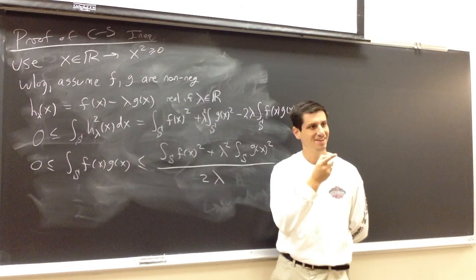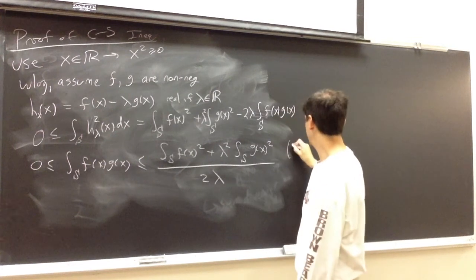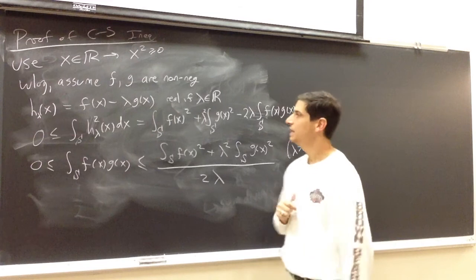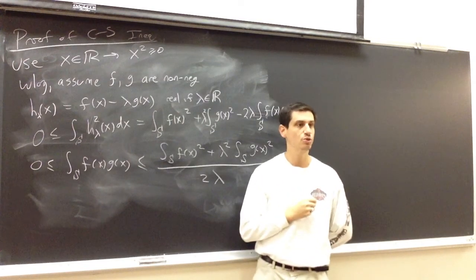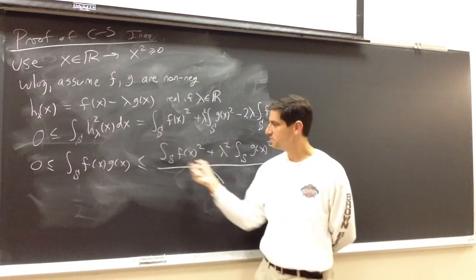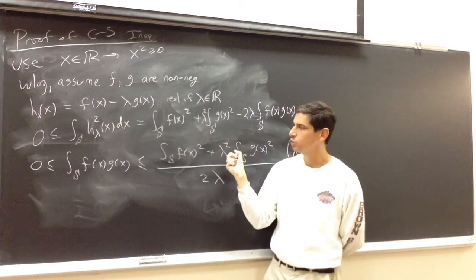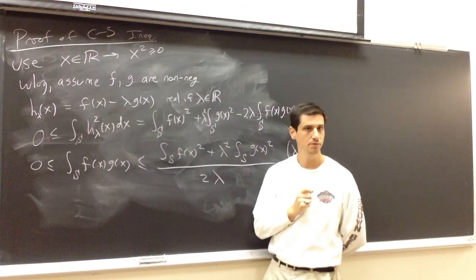Lambda can't be negative. Excellent. So here, I need lambda to be greater than 0. If lambda were negative, I would switch the inequality. All right, so now we have something like this. And the question becomes, what's the smallest value this can become? Or is there a clever choice of lambda I can take?